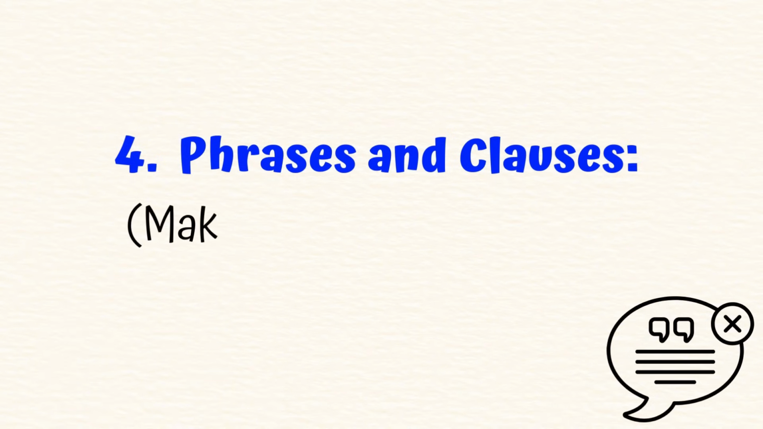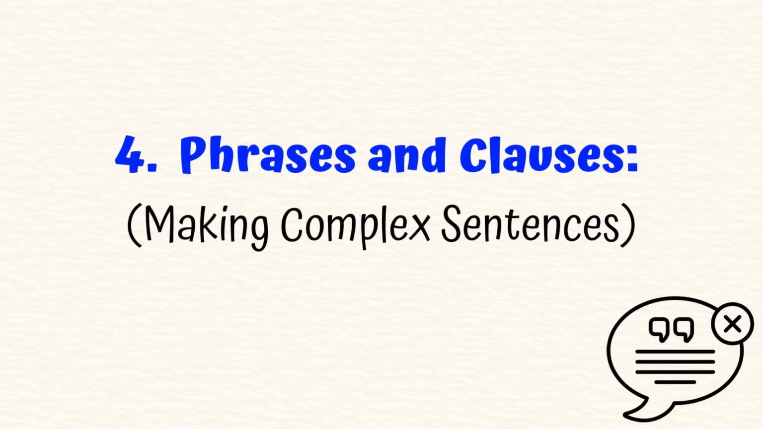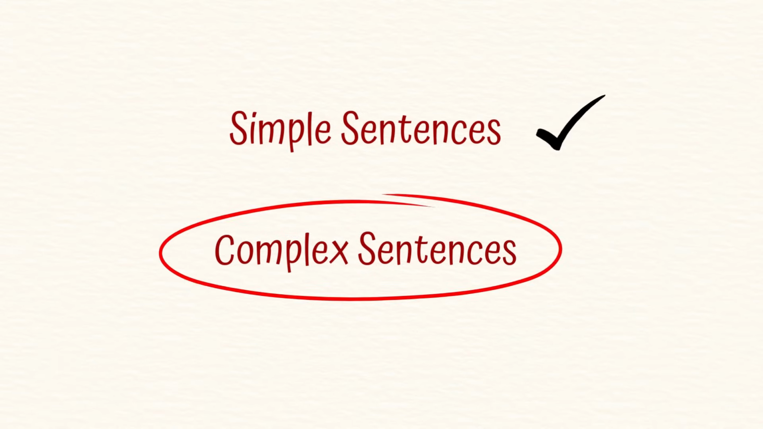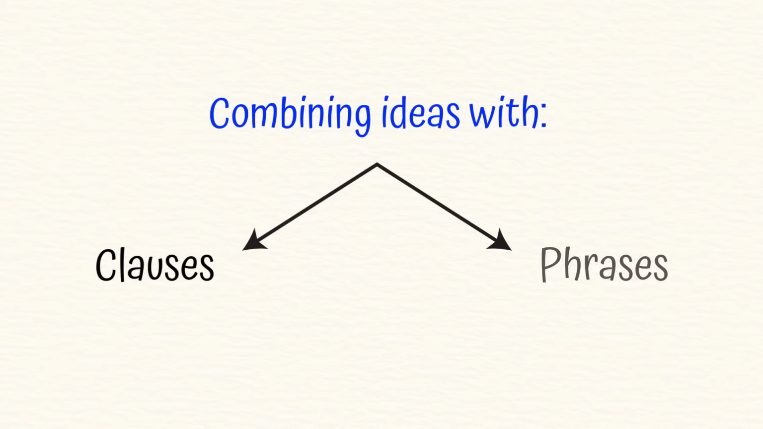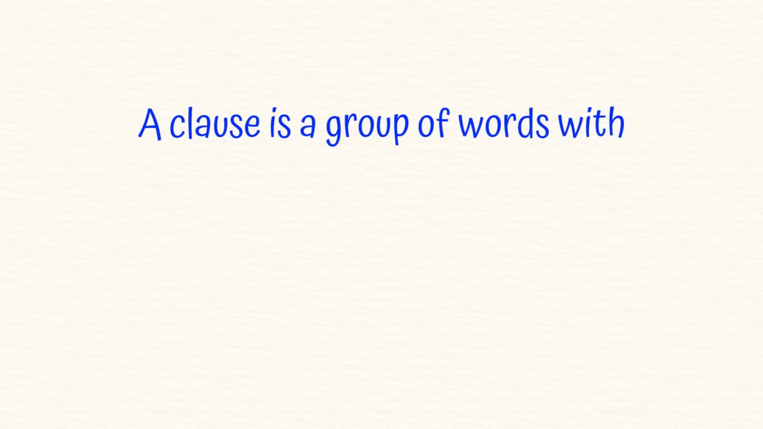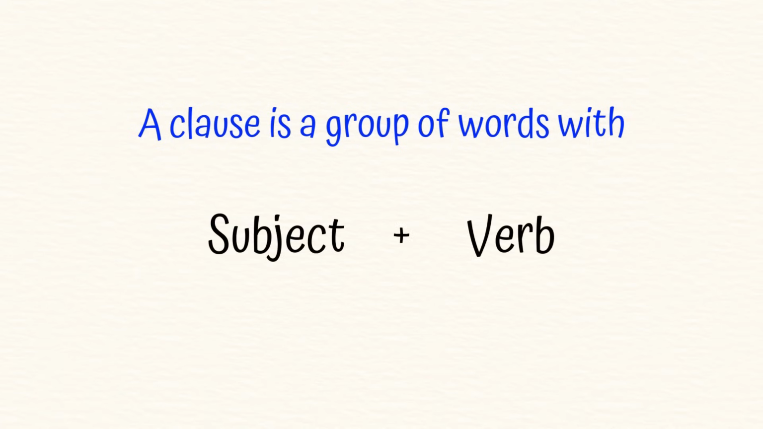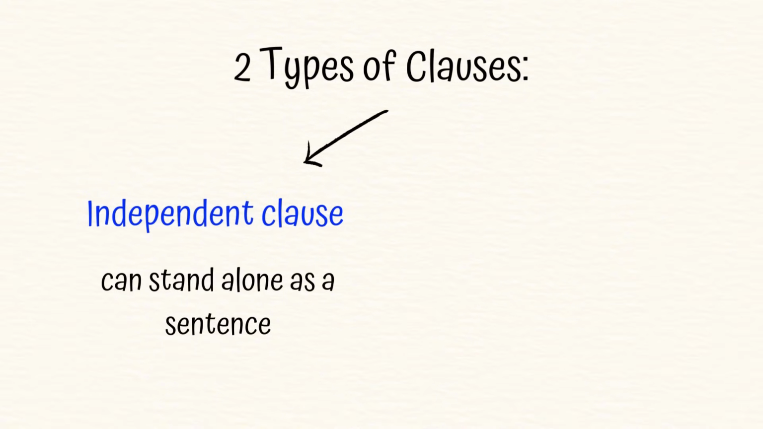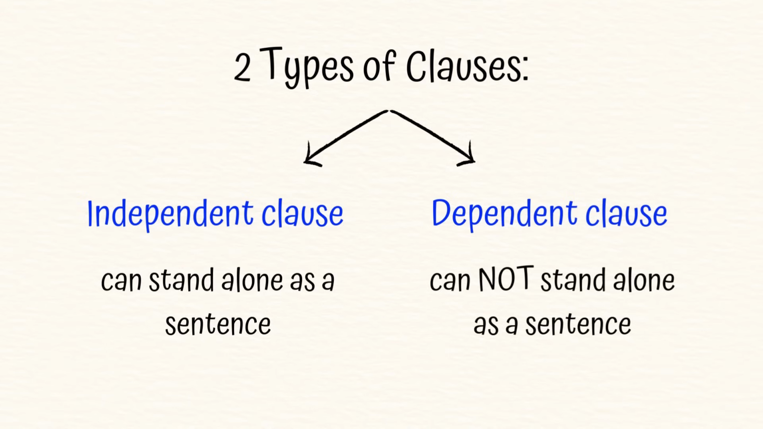Step 4. Phrases and clauses. Making complex sentences. Once simple sentences are comfortable, move on to building complex ones. That means combining ideas with clauses and phrases. A clause is a group of words with a subject and a verb. An independent clause can stand alone as a sentence. A subordinate or dependent clause cannot.